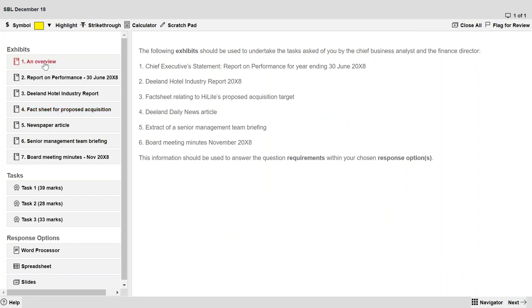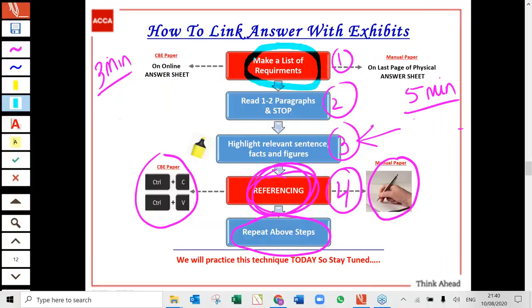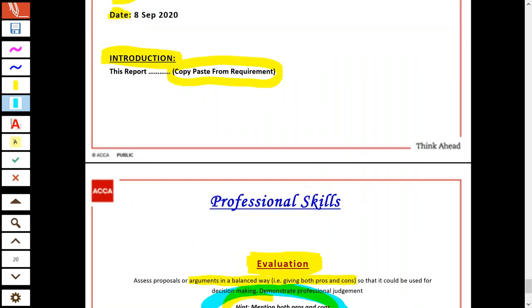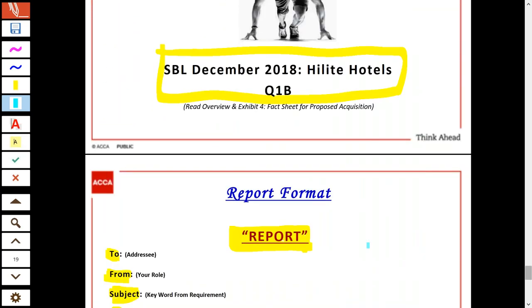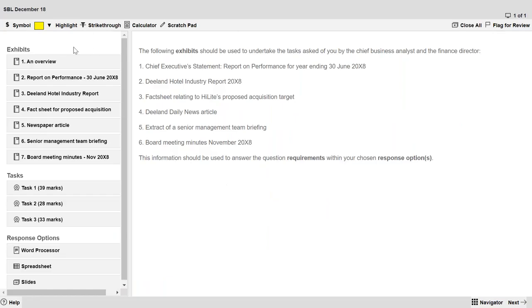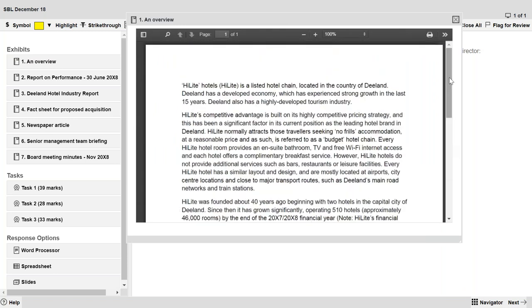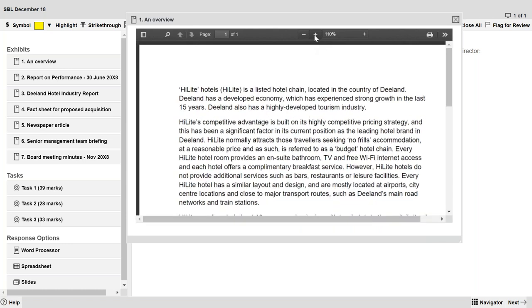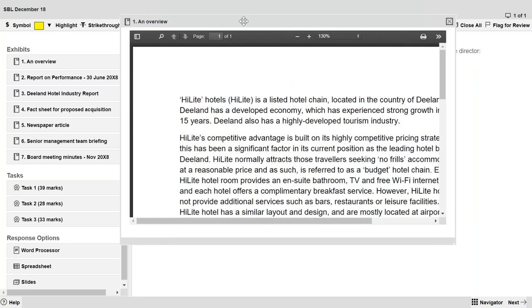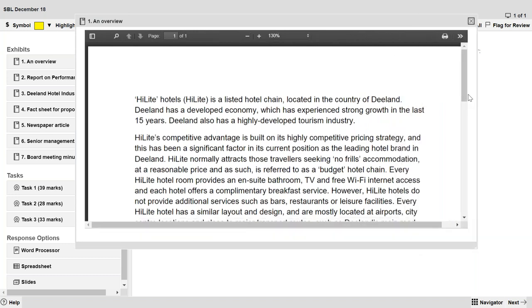So for this, I think we need to review. I don't want to read the entire story, but I've mentioned here we need to review. We need to read the overview and exhibit 4 for this particular question. Okay. So let's read overview. So open an overview. So this will open up. So I will just increase the font size, the visibility, so that you guys can see. And I can increase the window.